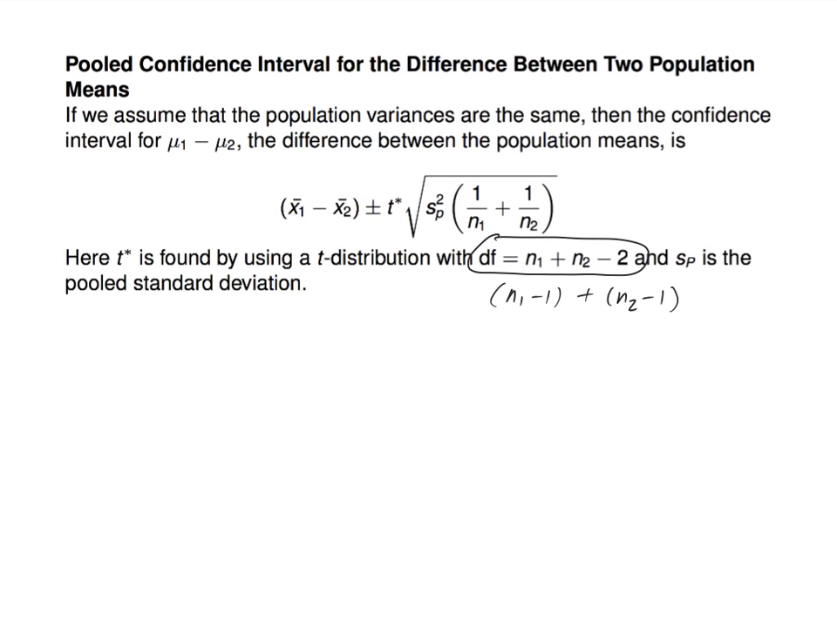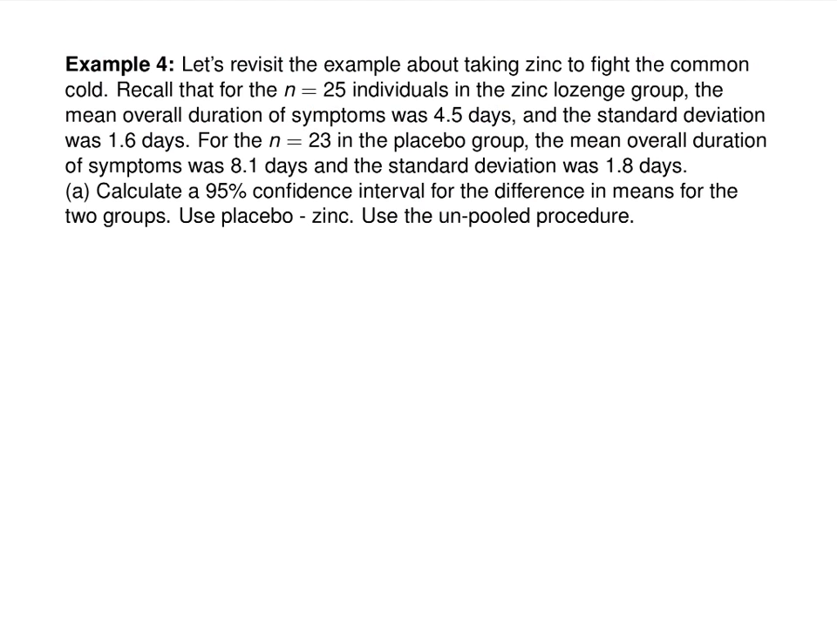Okay, all right, ready to try an example? All righty. So let's revisit the zinc example. We're going to do this two ways, both the unpooled and the pooled way. Find a 95% confidence interval for the difference in means for the two groups. We're going to use placebo minus zinc, and we'll use the unpooled procedure to start. This one didn't number the steps, but the first thing you should do is find the difference in means, which in this case is x1 bar minus x2 bar.